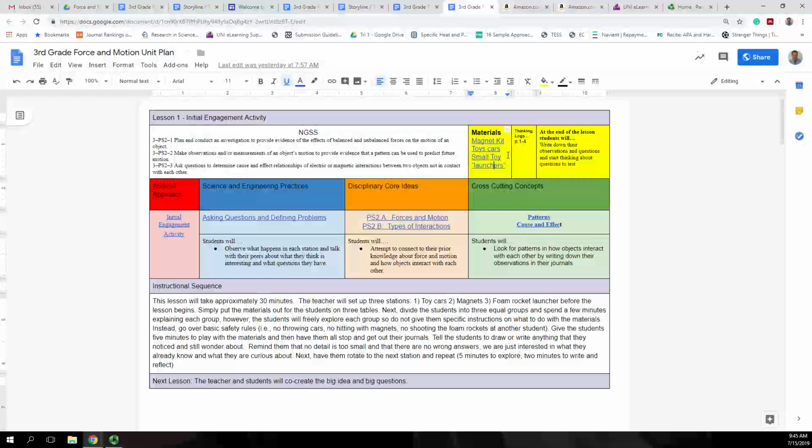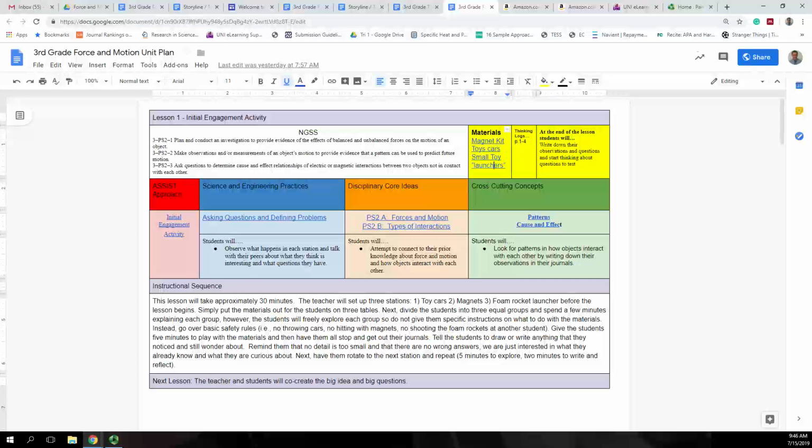In all 3 stations, you're going to give them a little bit of time to play. Depending on how much time you have for science, I would suggest something like 5 minutes to explore. You're probably going to want to do a quick overview here: here's station 1, here's station 2, here's station 3, here's some general rules. But just have 5 minutes to explore.